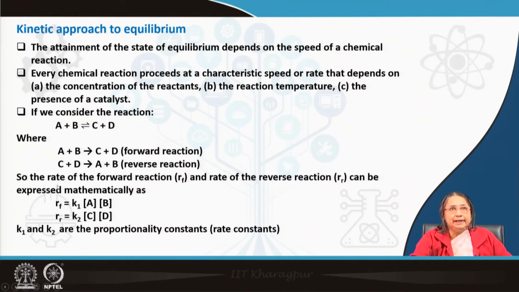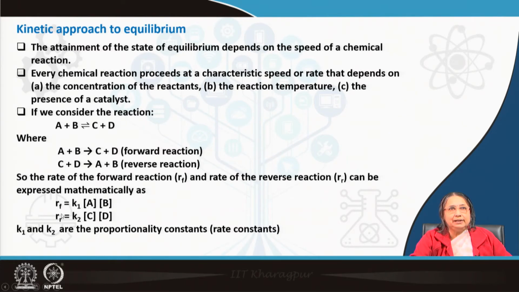These two rates, the rate of the forward reaction and the rate of the reverse reaction, can be expressed mathematically and become the same. That means the forward reaction depends on the concentration of A and B, that is the reactant concentration, and there is a constant which is called the specific rate constant or rate constant.